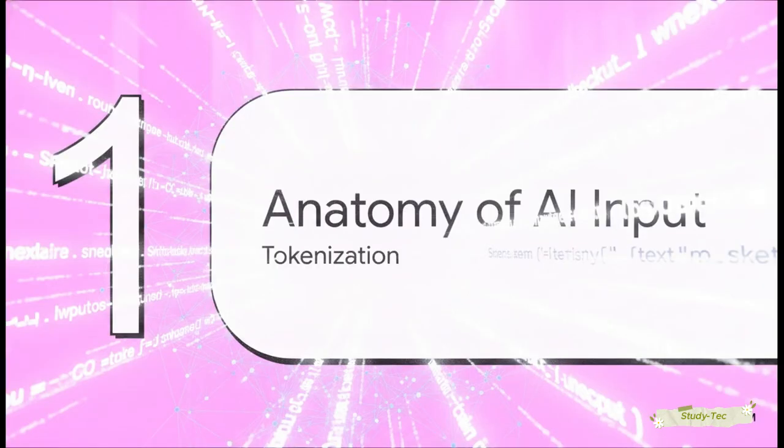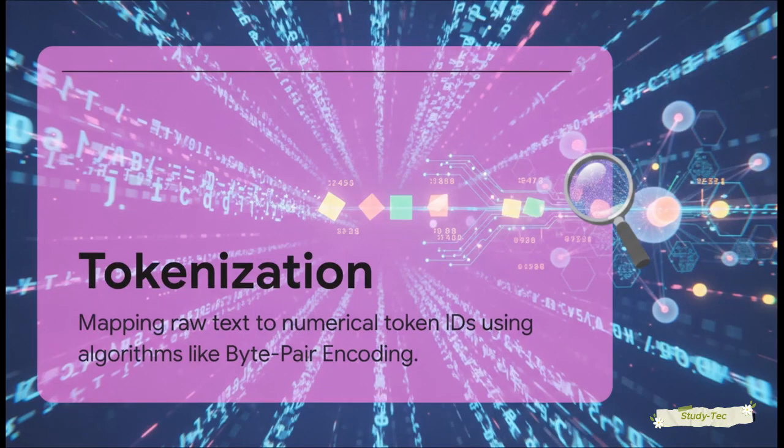So, Section 1, Anatomy of an AI Input and Tokenization. Our journey really starts at the very beginning of the pipeline with the microscopic parsing of your text. Let's look at how the model actually reads. Before a model can even try to answer a question or summarize a document, it has to break your text down into segments it can mathematically understand.